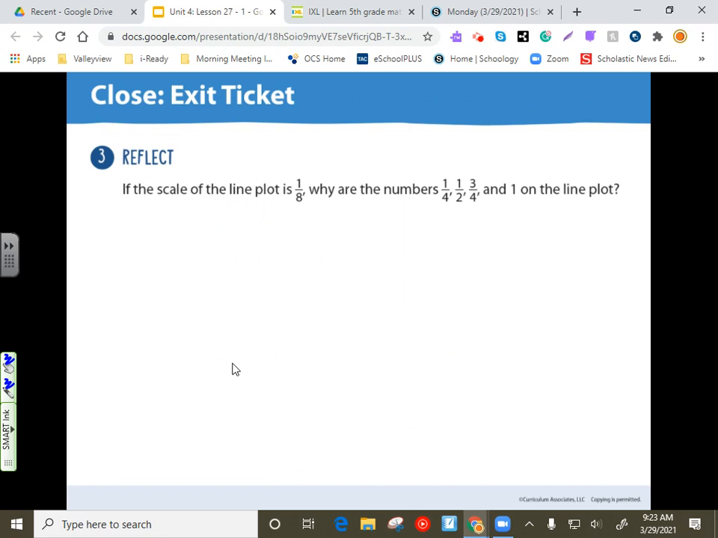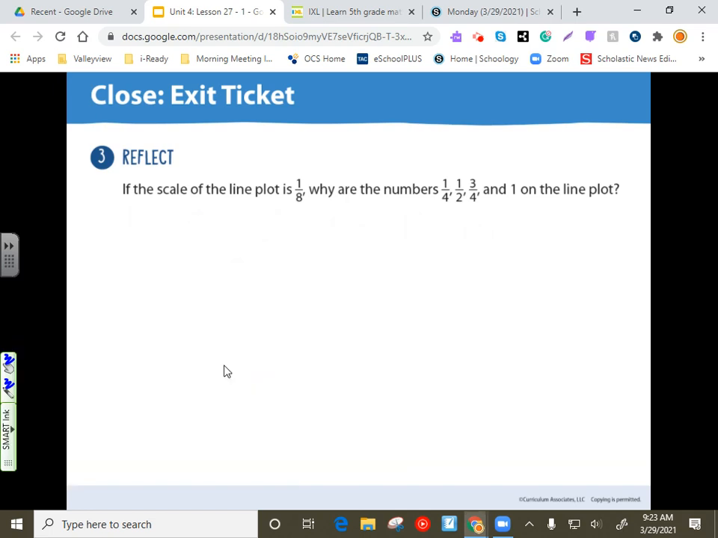And if the scale of the line plot is 1/8, why are the numbers 1/4, 1/2, and 3/4, and 1 on the plot? Because we already know this: 1/4 is equivalent to 2/8. We know that 1/2 is equivalent to 4/8. And we know 3/4 is equivalent to 6/8. They could be on there because they're equal value. Like technically they could be eighths. We just have to convert them and do that.